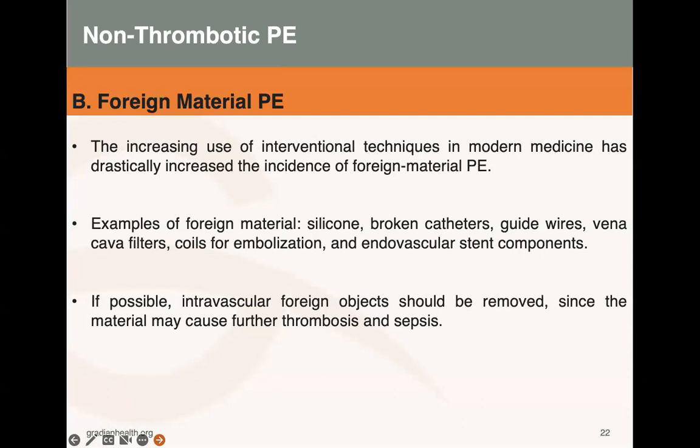But it can also be the vena cava filter. So sometimes you may be treating the pulmonary embolism and then it complicates and causes more obstruction, but it can also result from embolization of an endovascular stent component. So if possible, the management here is to remove the foreign object, since the material may cause further thrombosis and sepsis. Next slide, please.